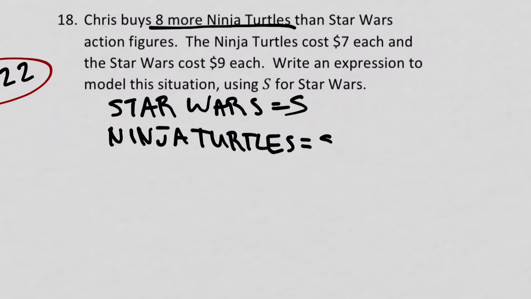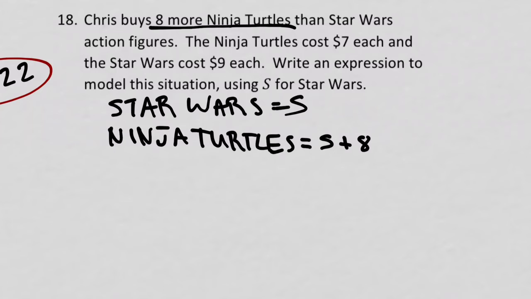So Star Wars plus 8. Right? Star Wars is S, whatever that is. Ninja Turtles is whatever S is plus 8, because it's 8 more. Then it says the Ninja Turtles cost $7 each. The Star Wars cost $9 each. So I need to multiply the price times the number of items that I bought.